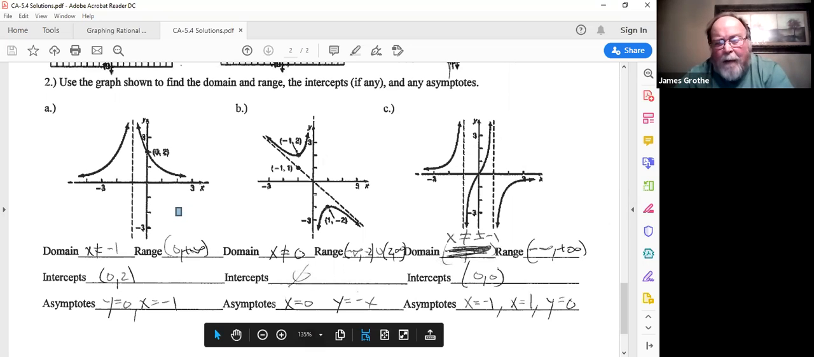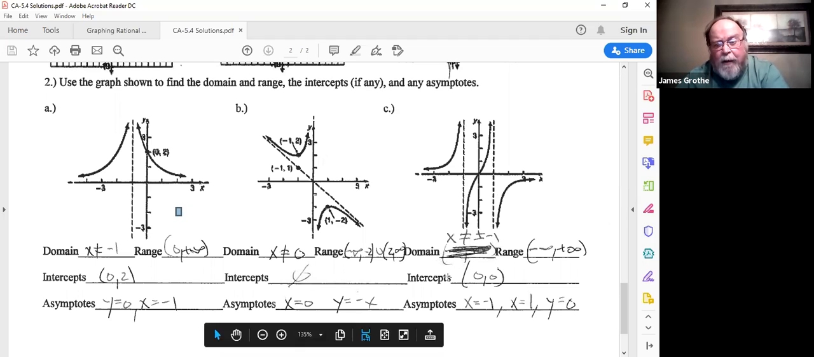Intercepts, well, it looks like the only place we intersect any axis is at the origin, where we intersect both axes, right here, (0, 0), being our only intercept. We don't intersect the x-axis anywhere else, and we don't seem to intersect the y-axis.